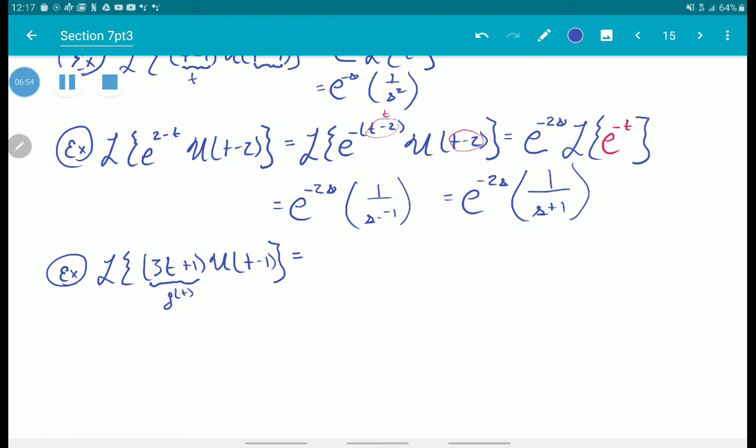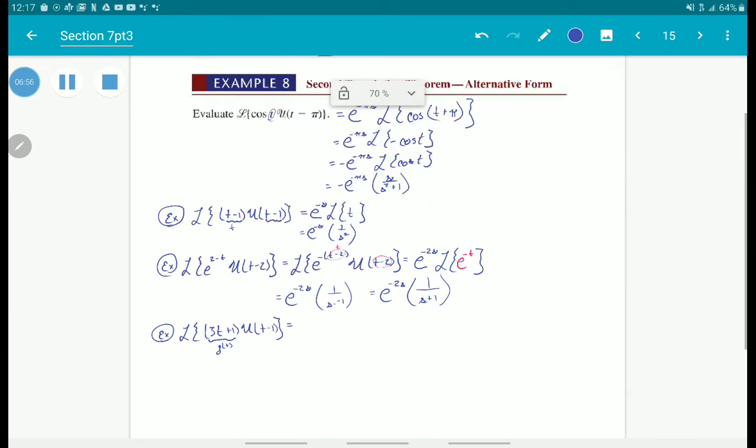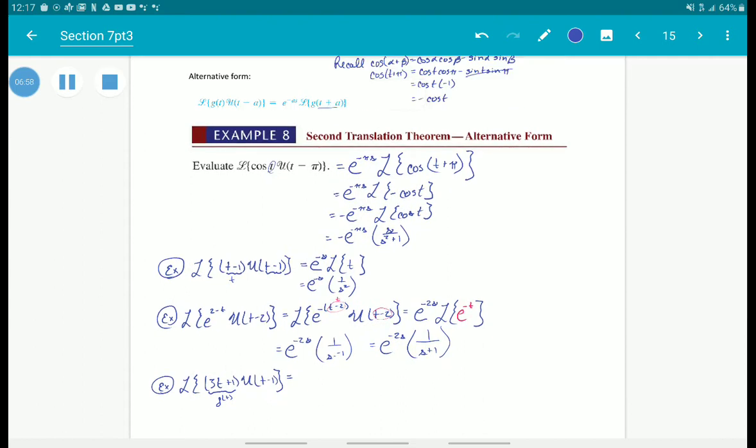So using that translation theorem, I'm going to scroll down because I want to point. We're using that guy, right? So we've got g of t, we've identified it. So it's going to be e to the negative as. Our a is a negative 1.